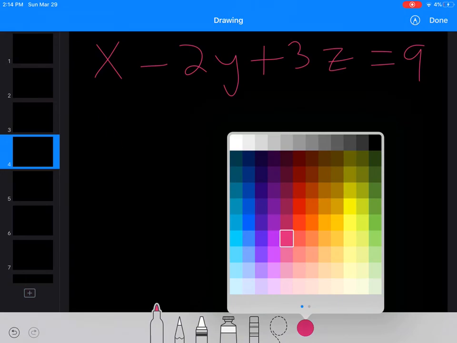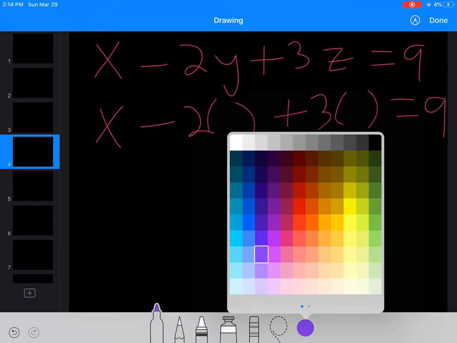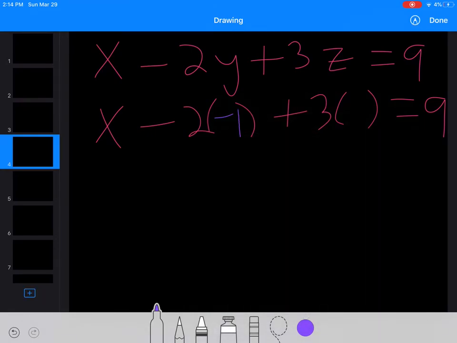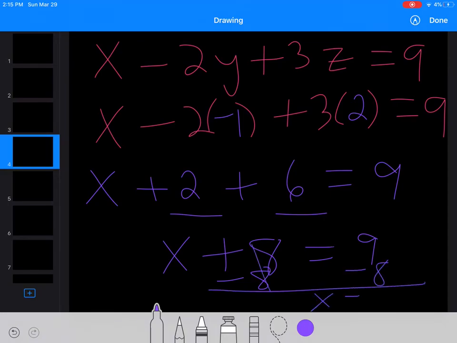And all we have to do is plug in the variables that we just found. So y was -1 and z was 2. So we have to simplify this up a little bit. So that's going to be plus, because -2 times -1 is 2. 3 times 2 is 6, and that equals 9. So we've got to combine our like terms. 2 plus 6 is 8, equals 9. Subtract 8 from both sides. We get x equals 1.